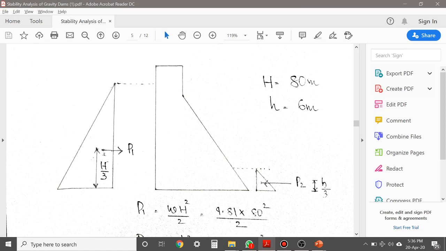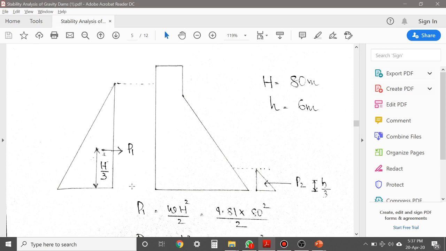You know that here there is tailwater also, so there will be presence of water pressure at the downstream end also. From the levels we can understand that capital H equal to 80 meter and small h equal to 6 meter. Entirely in stability analysis, capital H indicates upstream water level and small h indicates downstream water level.